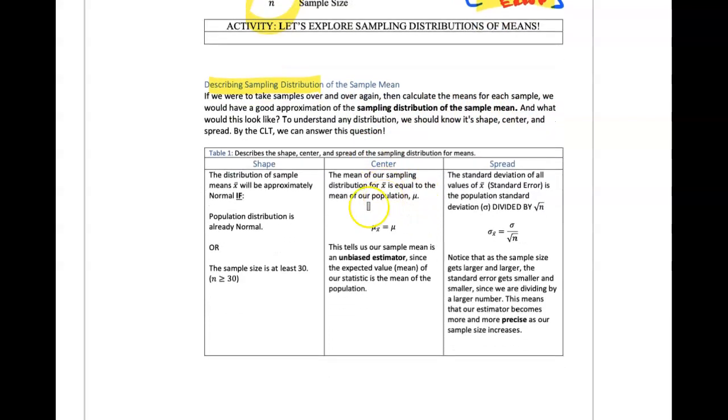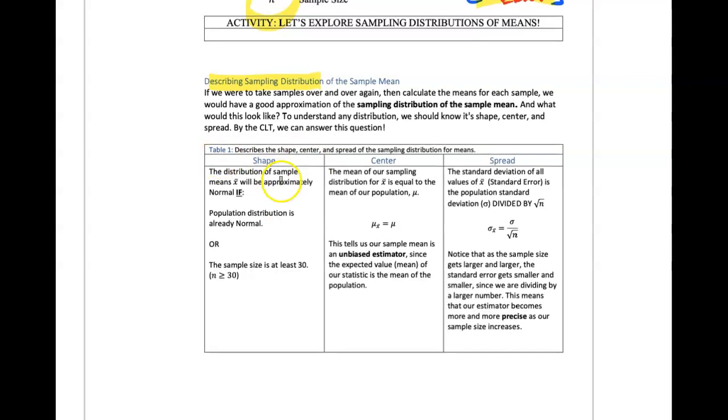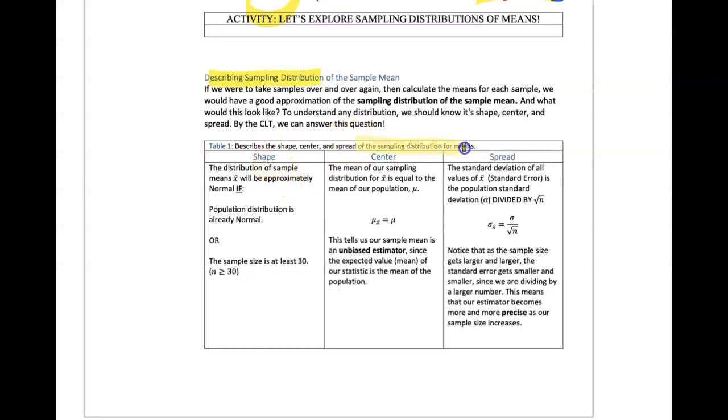Now remember, we're looking at the sampling distribution. Like we're looking at multiple means from different samples, not from individuals. We're looking at the sample mean in a bunch of distributions. And so we know the shape of that sampling distribution would be normal, right? If the population is normal or the sample size is at least 30, the center of that sampling distribution is going to be the actual population mean.